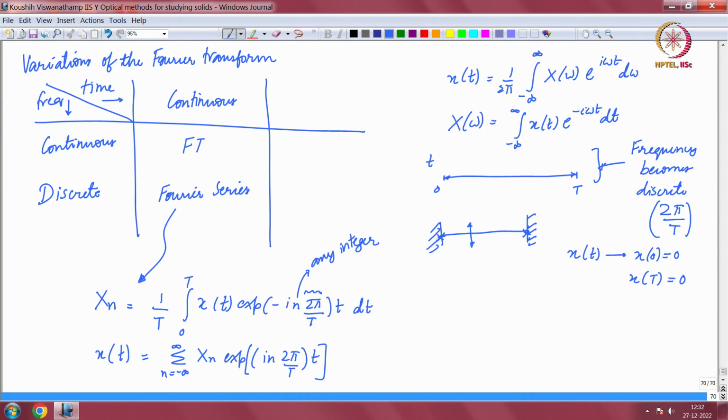So, Fourier series representation becomes like this. Your time is continuous, remember this is an integral now, so there is no constraint on this, but the frequency is discrete because you only have this index n, you only have multiples of the basic frequency, which is 2 pi by T. Okay. So, if you want a physical picture, this oscillating string is a good picture to keep in mind.